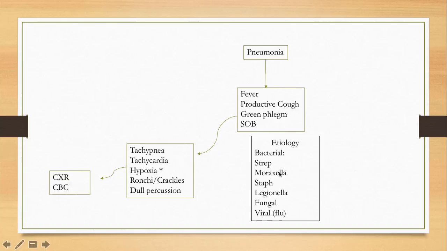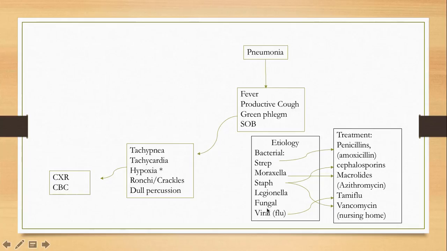Etiology, again, you can see the biggest bacteria. The most common is strep pneumo. Then you have Moraxella, that usually causes walking pneumonia. Then you have staph and Legionella, and then less common are fungal pneumonias. And then of course flu, which is a virus, can also cause pneumonia.